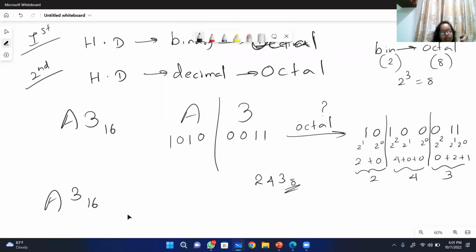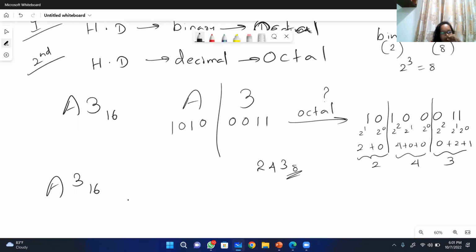How to convert hexadecimal into decimal? You have to take the place values.